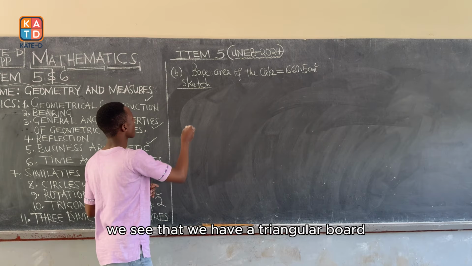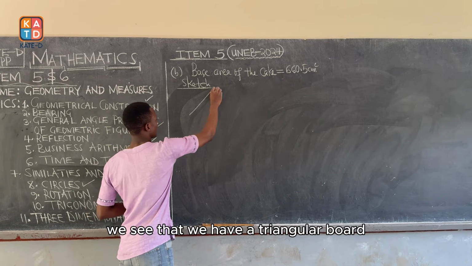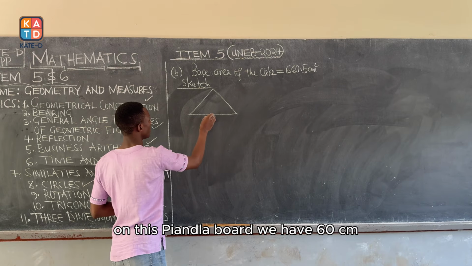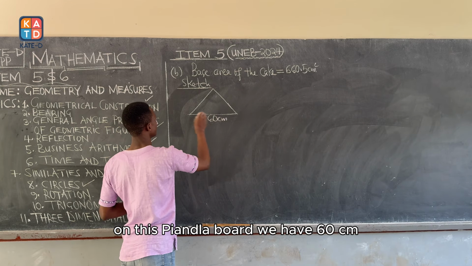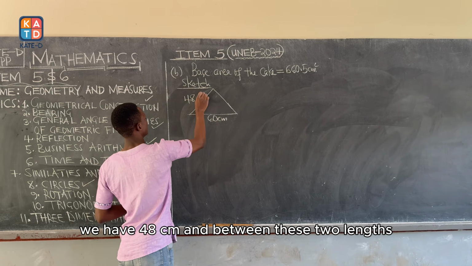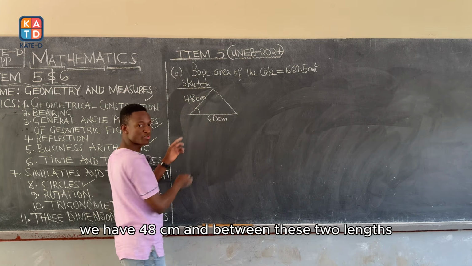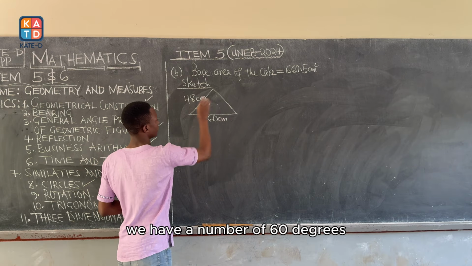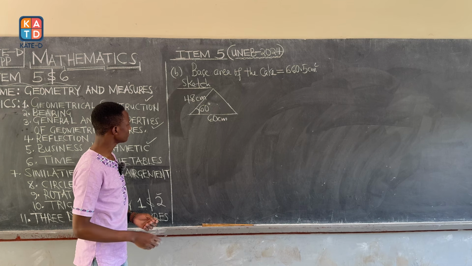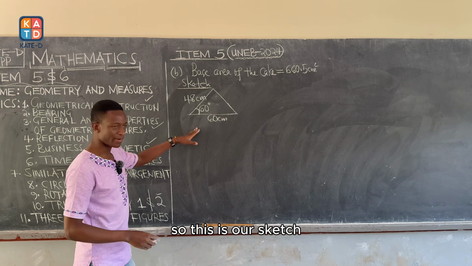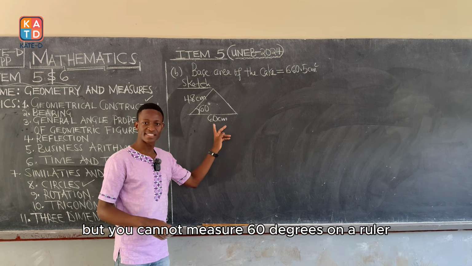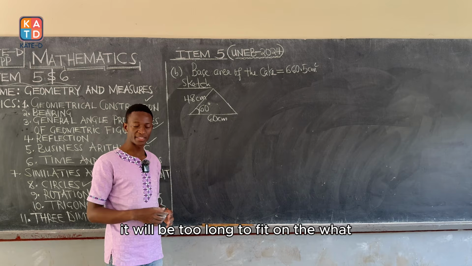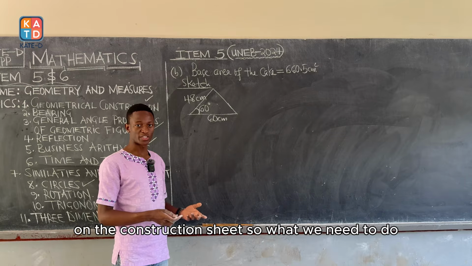So at this point, we need to come up with a sketch, and under this sketch, we see that we have a triangular board. On this triangular board, we have 60 centimeters, we have 48 centimeters, and between these two lengths, we have an angle of 60 degrees. So this is our sketch, but you cannot measure 60 degrees on a ruler. It will be too long to fit on the paper, on the construction sheet.